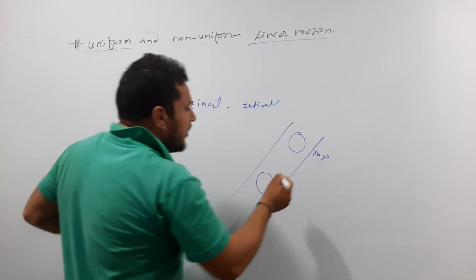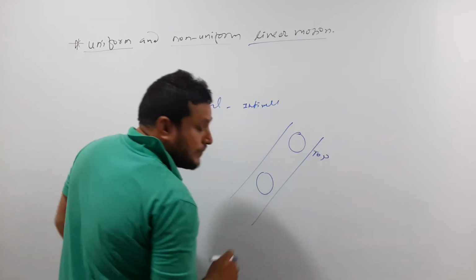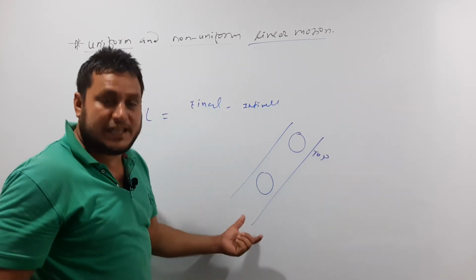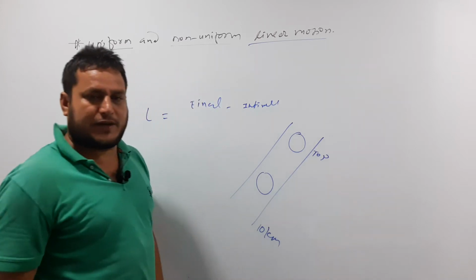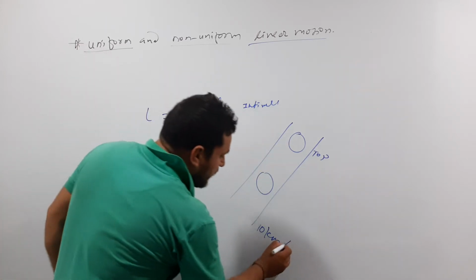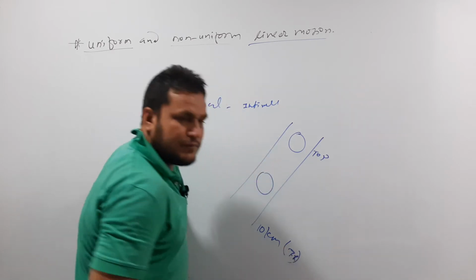If the ball is released from the top side here, and you calculate the speed of that ball when it reaches the bottom, what is the speed? Suppose 10 km per hour. For what? For the top releasing point.